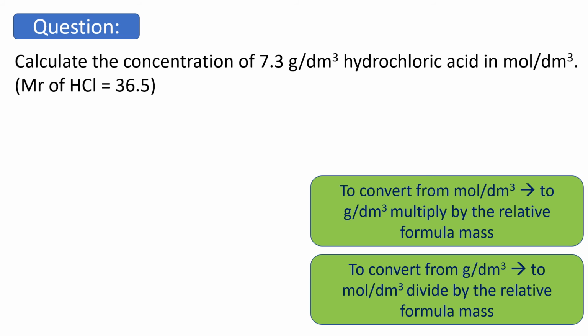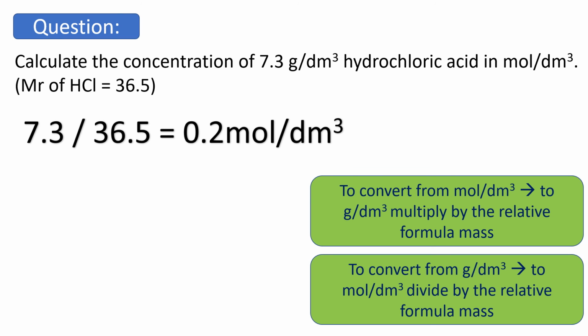Okay, so it says calculate the concentration of 7.3 grams per decimeter cubed hydrochloric acid in moles per decimeter cubed. So I'm going from grams into moles, and I've got a formula mass there of 36.5, thank you very much. So I'm going to do 7.3 divided by the 36.5 to give me 0.2 moles per decimeter cubed.